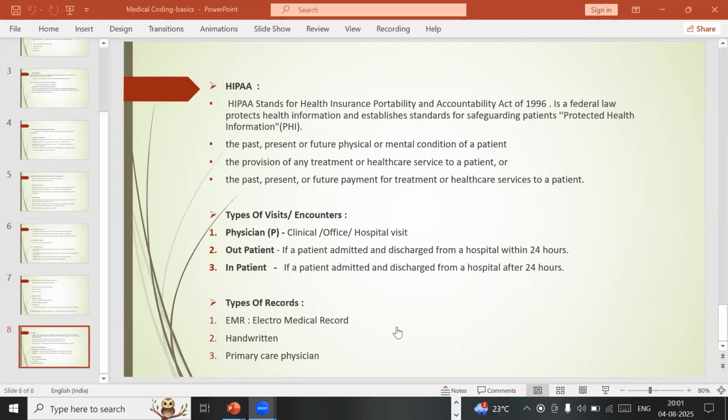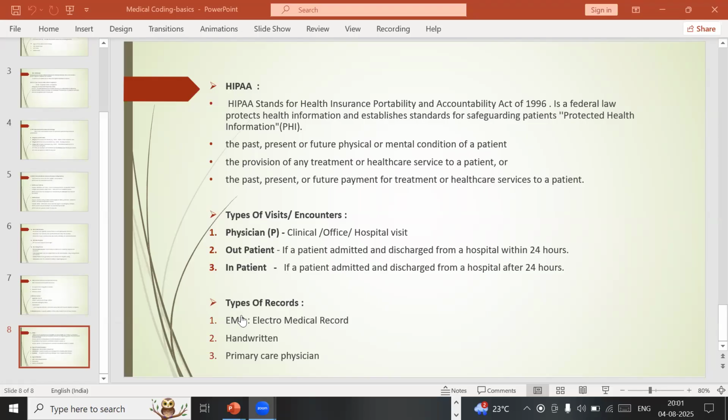And another person has severe head injuries, went into unconsciousness, and has clots in his brain. For that person, the admission to discharge will take more than 1 month or 2 months, depending on the patient's condition. So inpatient means the patient is admitted and discharged from a hospital after 24 hours or more. So that is about types of visits.